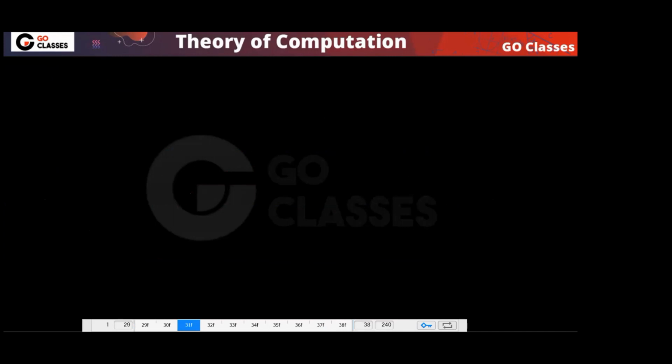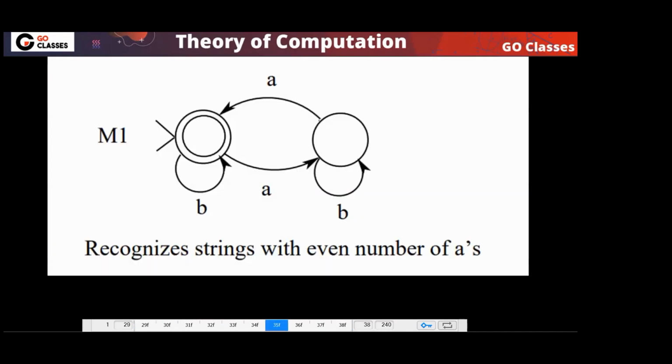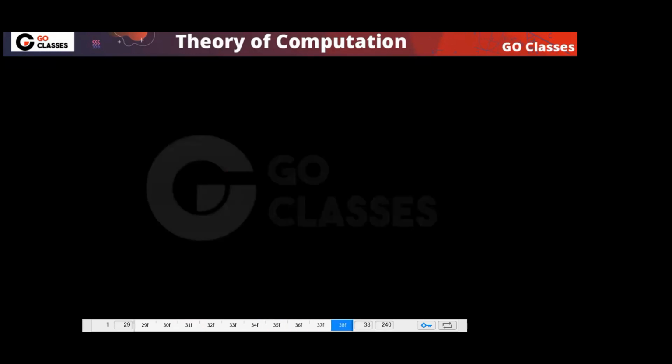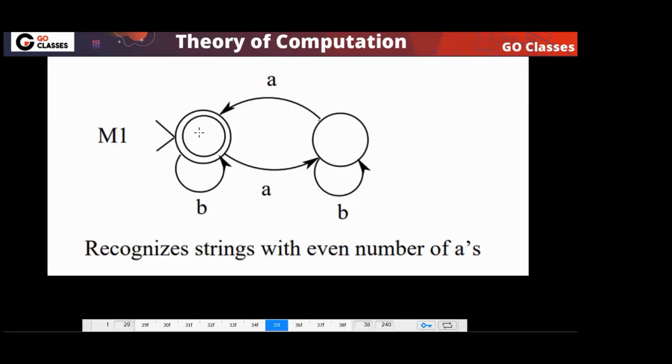Now let me give you some examples. Okay, let's start with this example. This is your question. Let me start here. Let me call it state 1, and let me call it state 2. So there are two states. Now you tell me, is this a DFA? Let's assume this is your alphabet, A, B. Is this a DFA? Yes, this is a DFA.